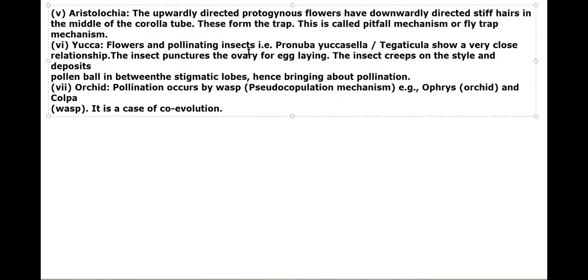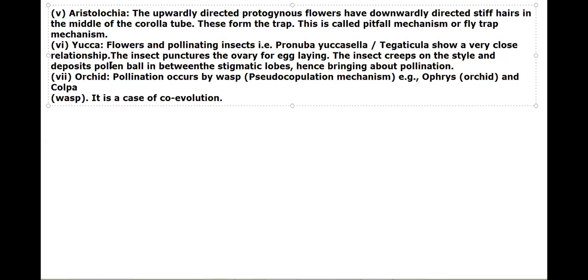So, flowers and pollinating insects: Pronuba yuccasella. This is an insect, and Yucca shows a very close relationship with it. The insect punctures the ovary for egg laying. The insect creeps on the style and deposits a pollen ball in between the stigmatic lobes, hence bringing about pollination. Oh, it went to lay its eggs, but this has happened.